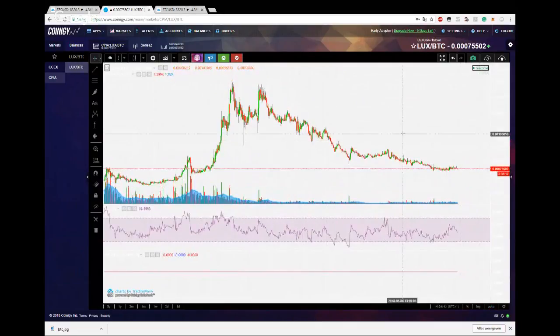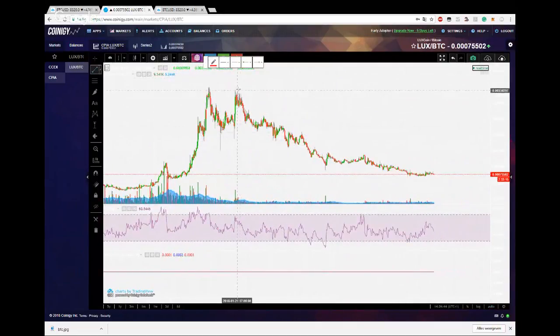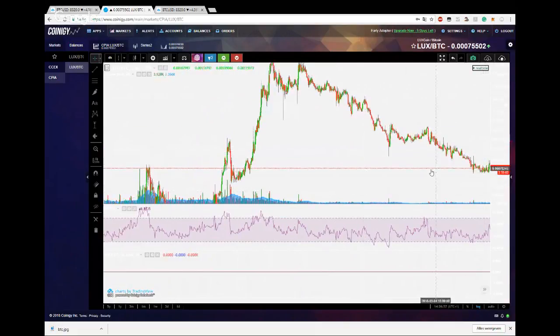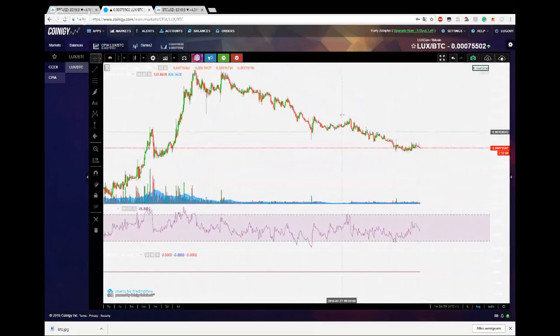Now, something I'm super excited about is Lux. I was trying to draw trend lines, but nothing made sense. And then I was like, hey, what if I put it on log? So I put it on the log scale, and what do you know?